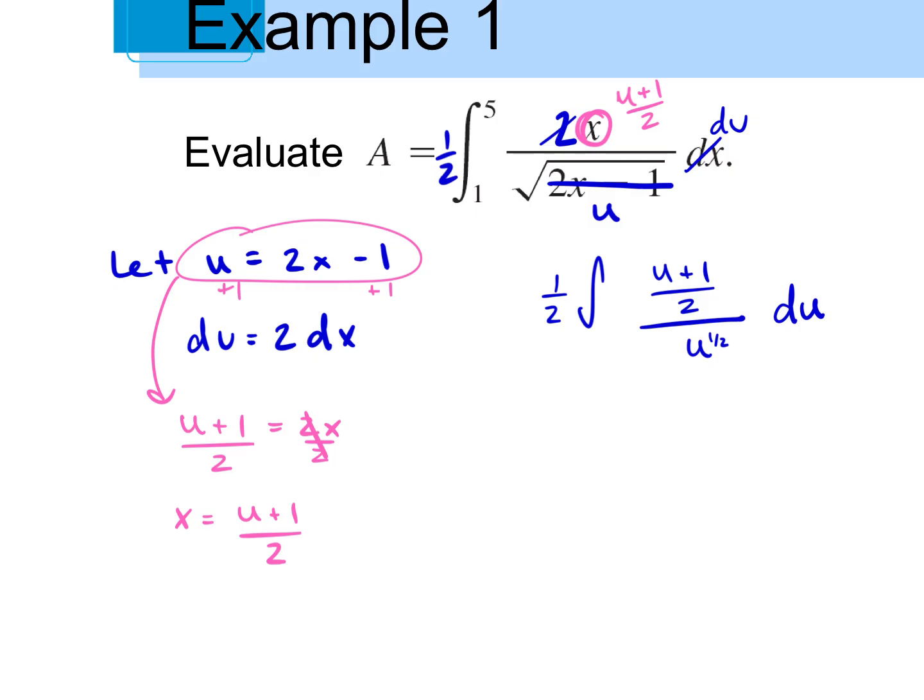What do I do when I have a fraction and a fraction? Keep, change, flip. We're going to keep the top, change to multiplication, and we're going to flip our denominator. So u to the 1/2 power is like a whole number right now. It's like u to the 1/2 power over 1. When we flip it, it becomes 1 over u to the 1/2 power. So then when we simplify, we get 1/2 times our integral of u plus 1 over 2 u to the 1/2 power du.